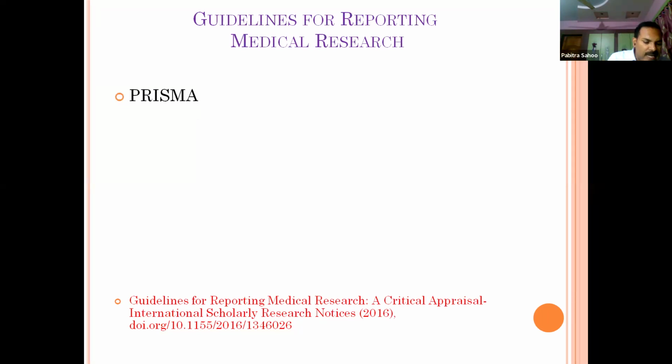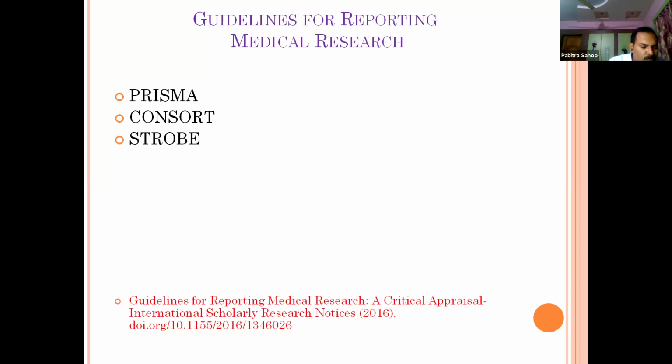The PRISMA guidelines are for writing review articles or analysis articles, that is, preferred reporting items for systematic reviews and meta-analyses. Second is the CONSORT guidelines, used for writing your manuscript for a randomized controlled trial, that is, Consolidated Standards of Reporting Trials. You have to mention in the material and methods portion what guidelines you have followed in writing your article. If you are writing a research article in university, it has to follow the CONSORT guidelines.